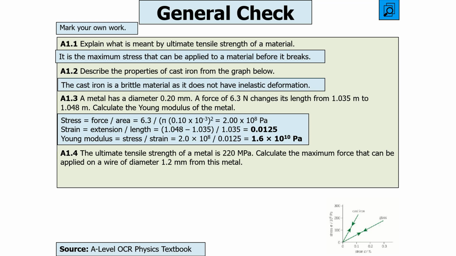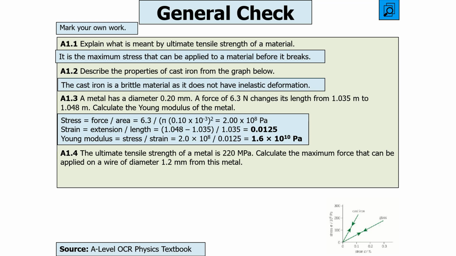Strain is extension over length, so you work out your change in length for your extension, divided by the length, then you get 0.0125, and then the Young modulus is stress over strain, so it's 2 times 10 to the 8 over 0.0125, so it's 1.6 times 10 to the 10 pascals.